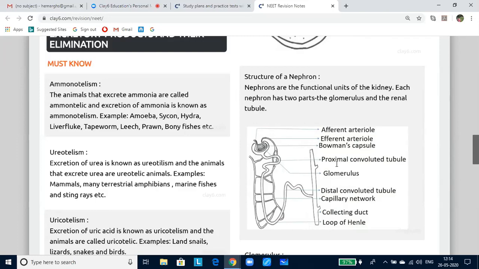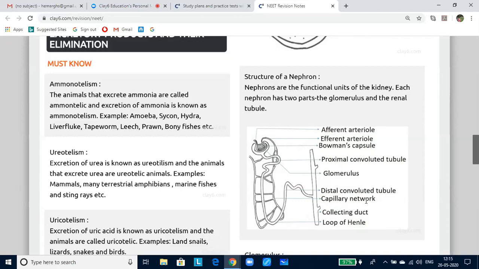Now next look at the proximal convoluted tubule. It is a highly coiled or convoluted tubular structure. It is about 12 to 24 millimeters in length. Almost the whole of vitamins, glucose, amino acids, sodium and potassium, etc. are reabsorbed by active transport.